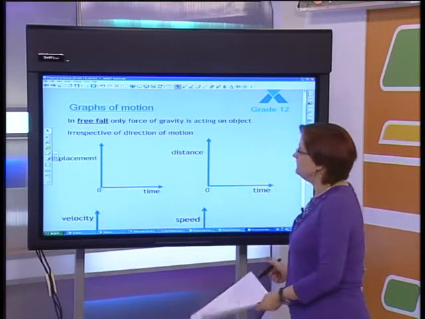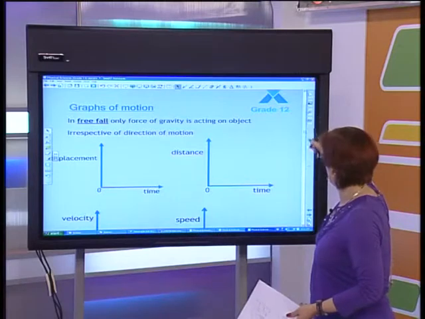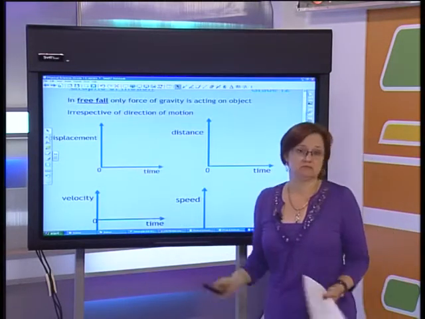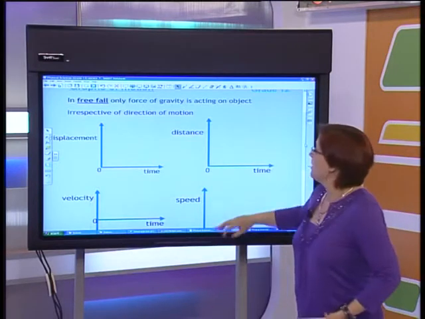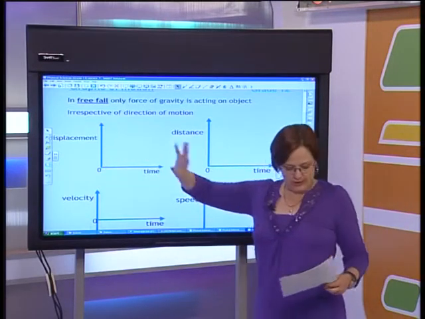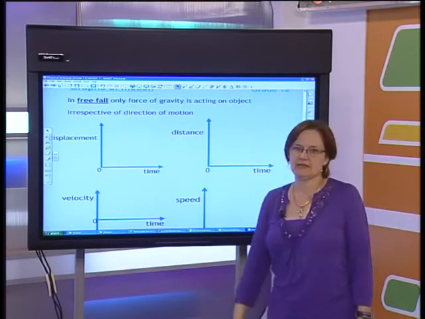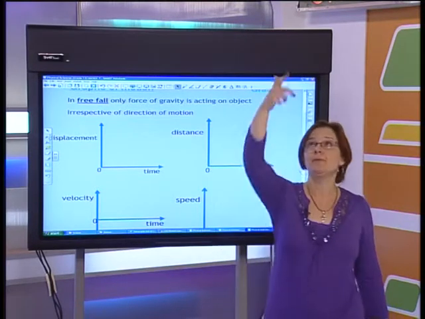Either way, okay? Now, in terms of your displacement, I've got a free-falling object, so I'm saying, well, I'm just letting an object drop, okay? When we look at the shape of the graph, now let's consider an object that I'm actually going to throw up and catch.